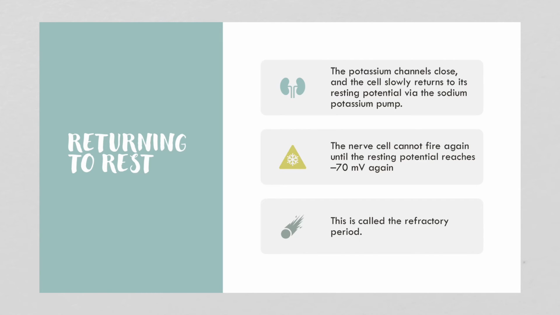The potassium channels will close, the cell will return to the resting potential through the sodium-potassium pump, and then the nerve cell can't fire again until the resting potential reaches negative 70 millivolts again, and that's called the refractory period.